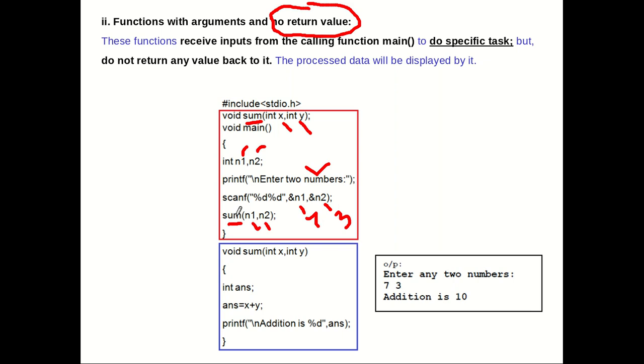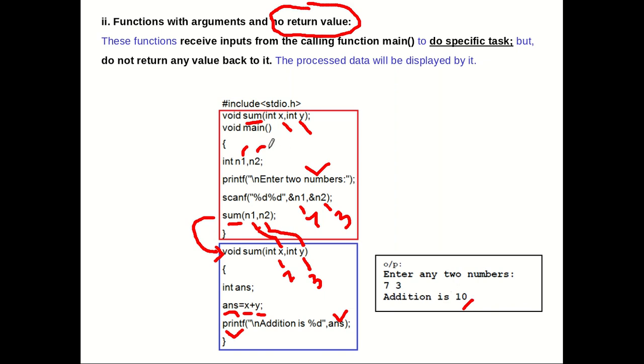Whenever this function is called, the control will jump to the function body. n1 is copied into x, and n2 is copied into y. So the content of x becomes 7, and the content of y becomes 3. The content of x is added to y, and the result is stored in ans. We use a printf statement to display the content of answer, so the result 10 will be displayed on the screen.